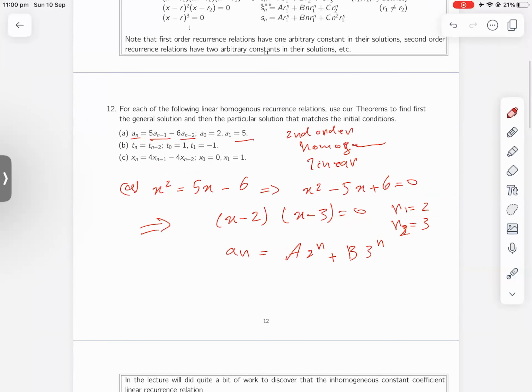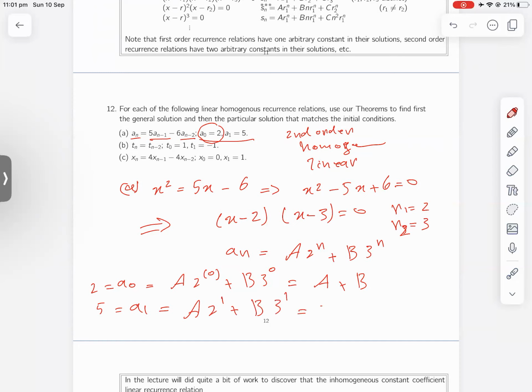Now, this is the initial condition given to us. So I can use a_0 equal to a times 2 power 0 plus b times 3 power 0. This is equal to a plus b, since any number to the power 0 is 1. And 5 equal a_1 equals a times 2 power 1 plus b times 3 power 1, which is 2a plus 3b.